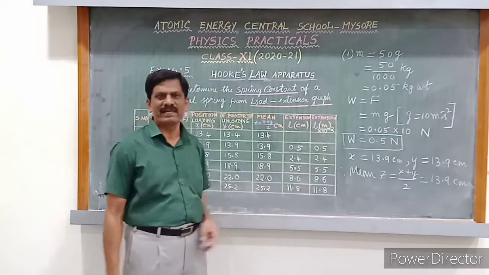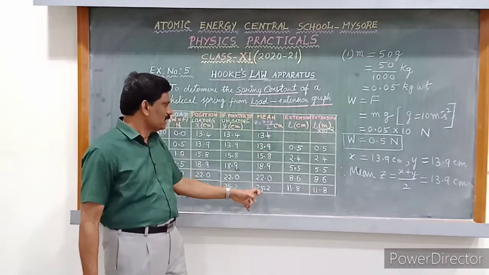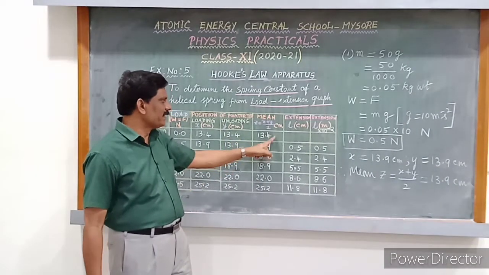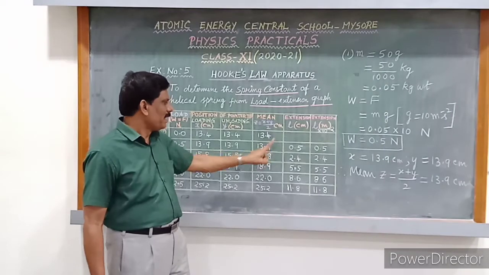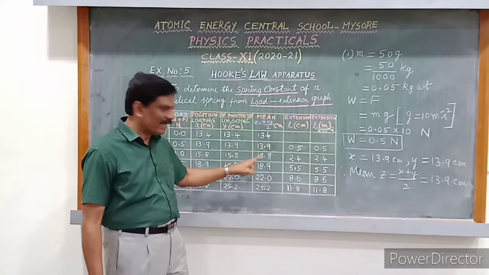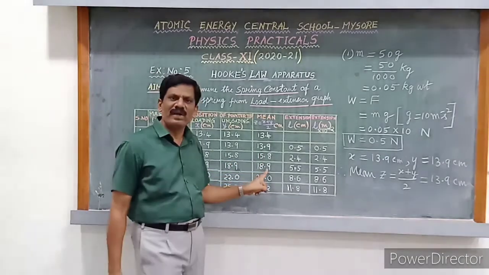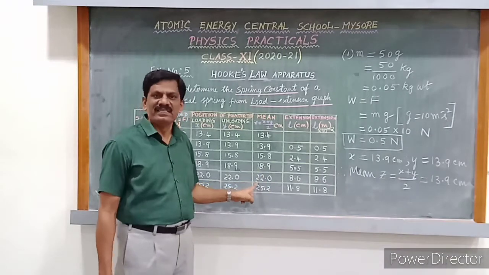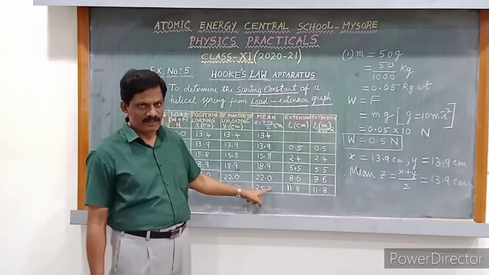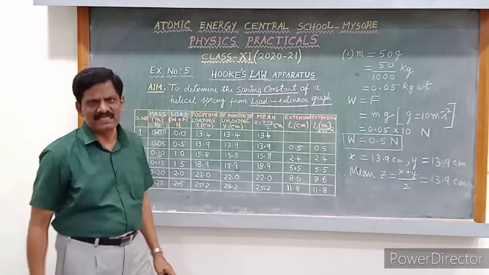The mean of two numbers I have found. So in the mean column, you see here in the mean column, all the numbers X and Y are same. That is why I have written 13.4 for the dead load, and for 50 gram weight it is 13.9, for 100 gram weight it is 15.8, 150 gram weight it is 18.9, 200 gram weight it is 22, and 250 gram weight it is 25.2. Have you understood? Now the next one is extremely important.